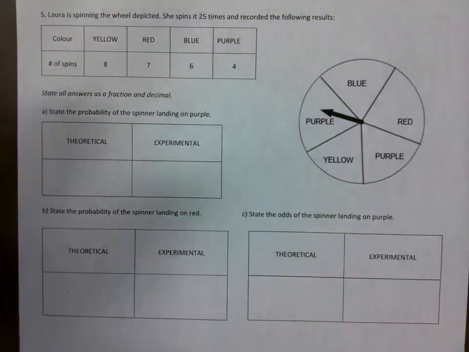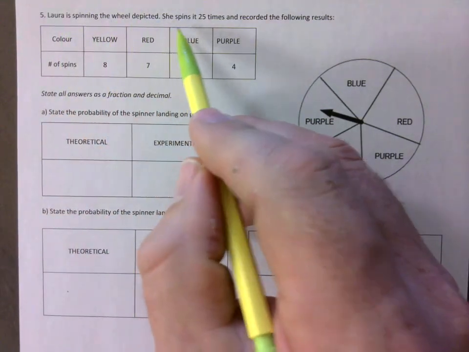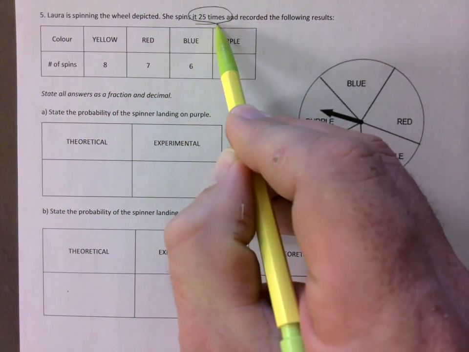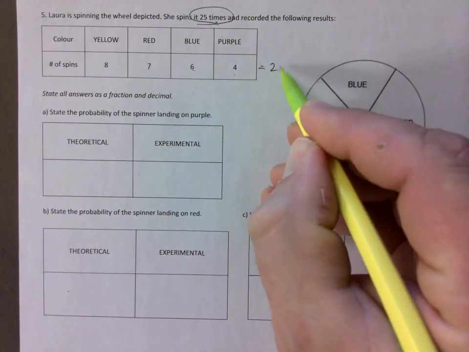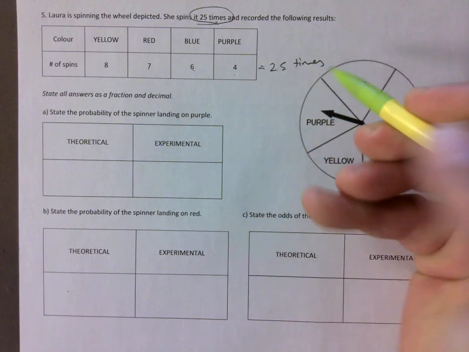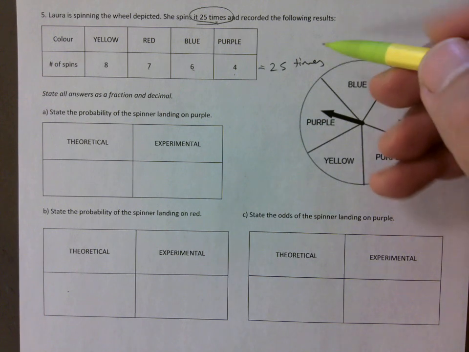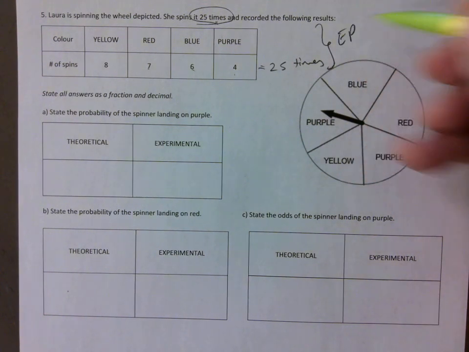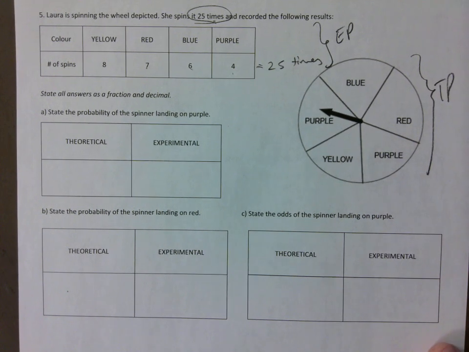So here we talk about experimental and theoretical. Okay, Laura's spinning the wheel and she spins it 25 times. You can either just go by this or add these up. You get 25. So you might have to get your total by just adding the number of trials or experiments. So we use this for experimental probability. We'll use this every time it says theoretical probability.